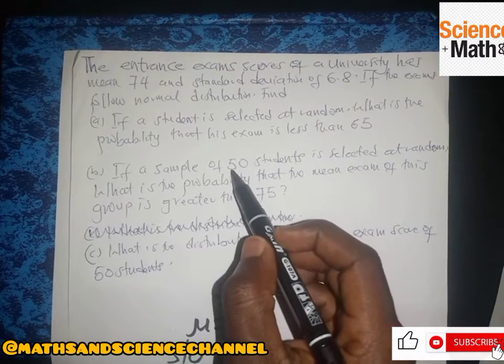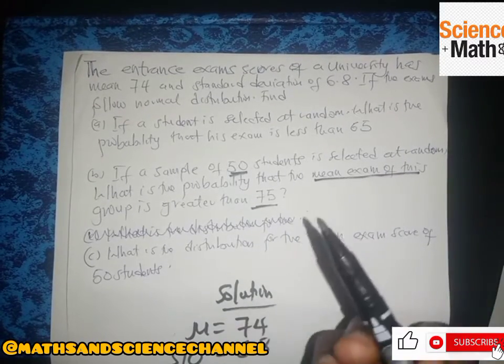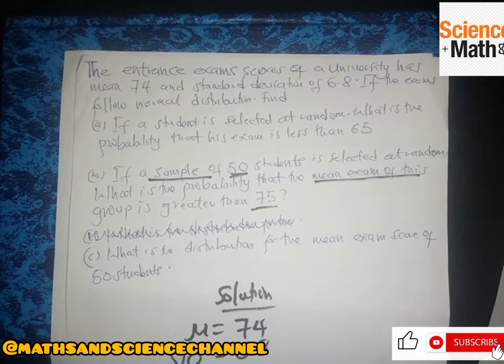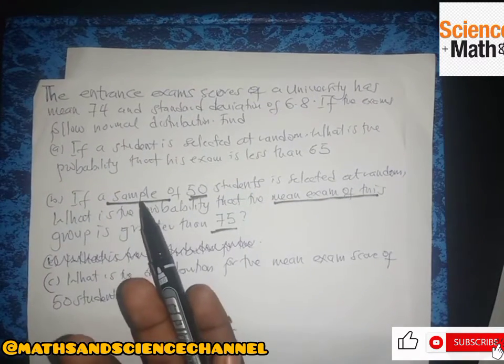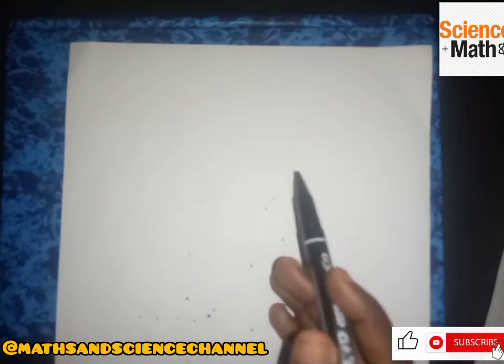So we are given the number of samples, and then we are given the mean exam score. The question is also saying that this is a sample distribution, so we can find a sample distribution in a normal distribution question. With this one, we are going to use the sample distribution formula in computing this. So let's look at that.